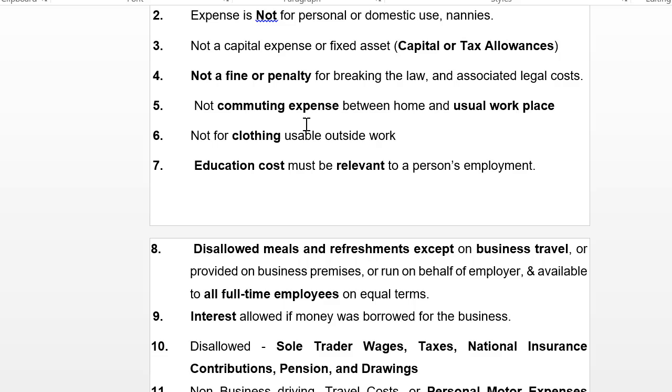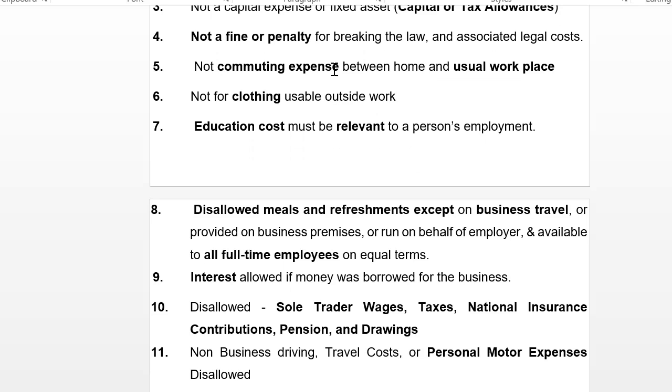So when we are adjusting the business profit for tax purposes, we are supposed to add back penalties for breaking the law. So even costs for going to court to defend the business regarding penalties or breaking the law, they are disallowed for tax purposes.